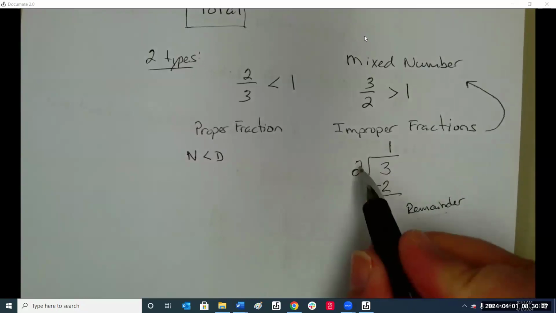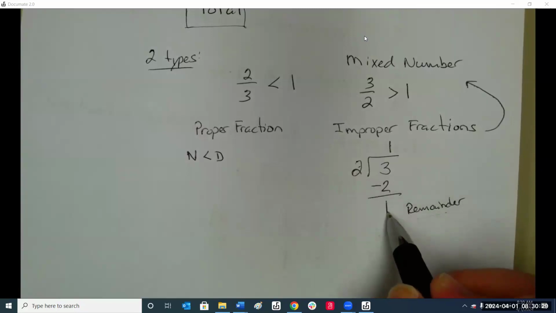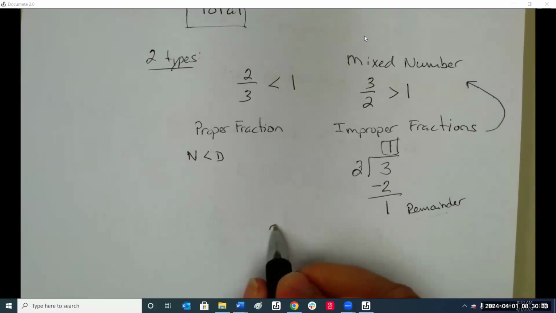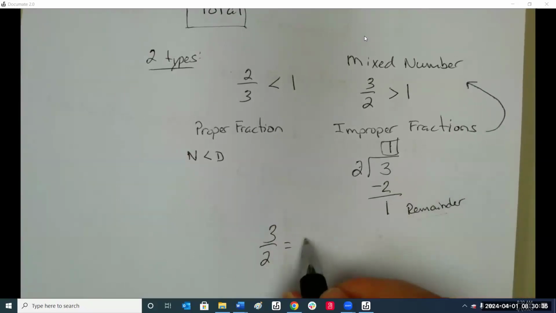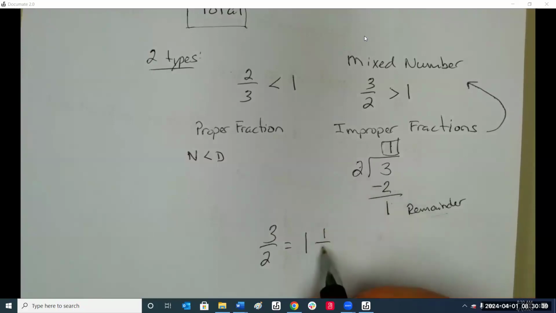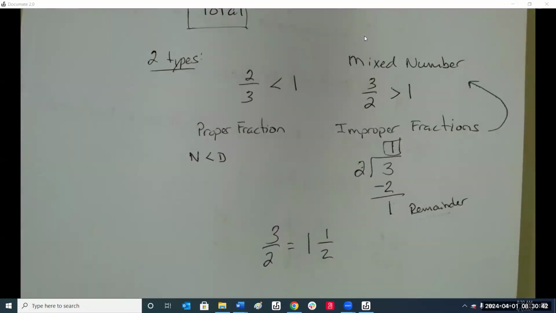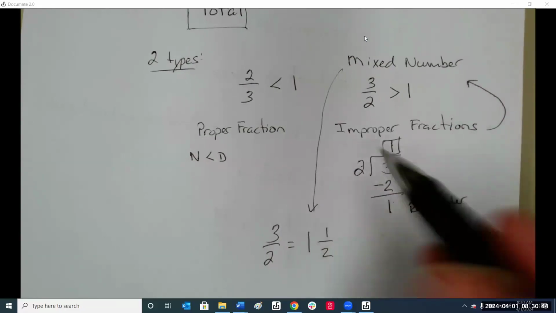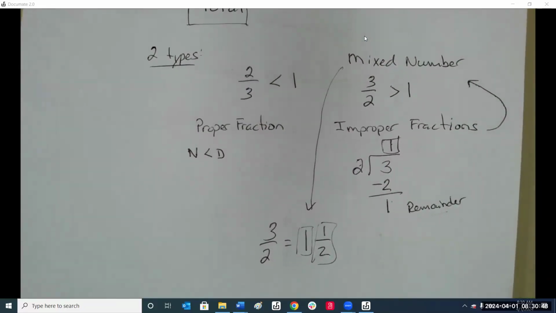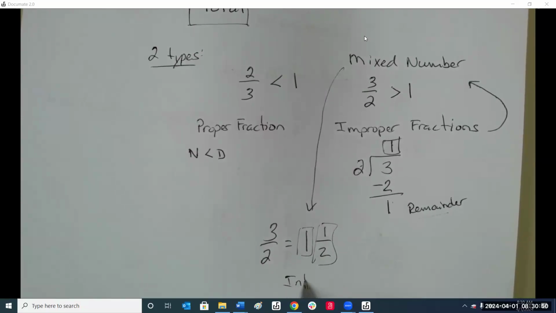Well, we know it's a remainder because this number does not fit in there. Since it can't go anywhere. So this is the whole number. So 3/2 has a whole number 1 and the remainder over the bottom. That is a mixed number because it has an integer and a fraction. It's mixed with that. So integer and fraction.